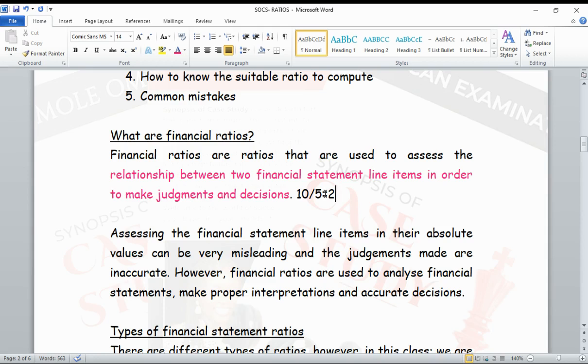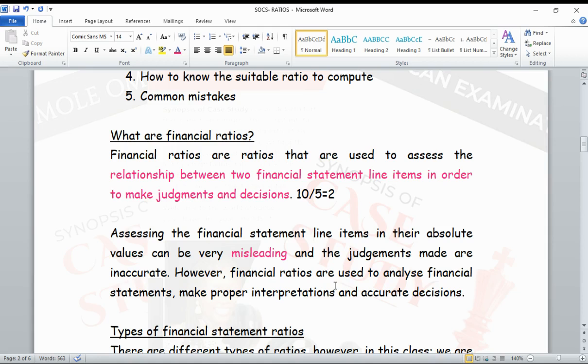Now, assessing the financial statement line items in absolute values can be very misleading. Looking at revenue from year 1 to year 3, you see 10, 20, 30: year 1 is 10, year 2 is 20, year 3 is 30, and you say, oh, revenue is increasing. Revenue can increase, no problem about that, but that can be very misleading. You may think revenue is increasing, but it may not be increasing the way it is expected to.